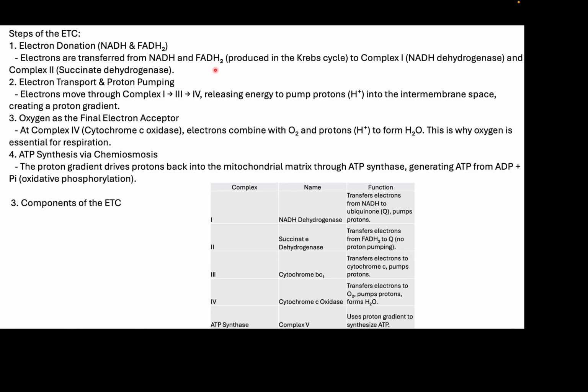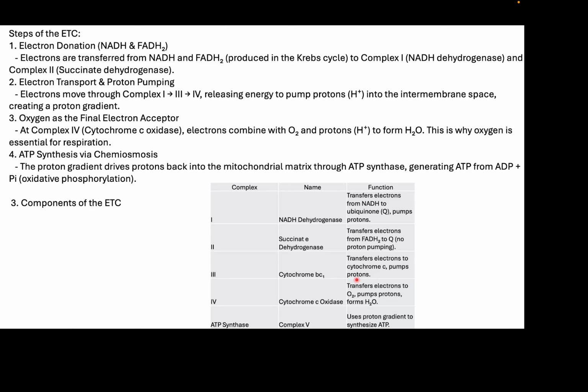At complex 4, electrons combine with oxygen and protons to form H2O. This is why oxygen is essential for respiration. The proton gradient drives protons back into the mitochondrial matrix through ATP synthase, generating ATP from ADP. Okay, and this is the list of components of the ETC. So complex 1, 2, 3, 4 and ATP synthase.